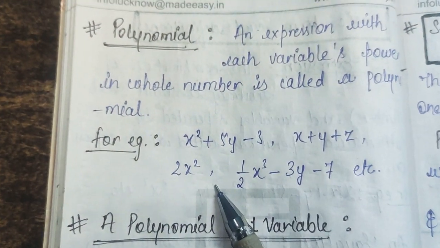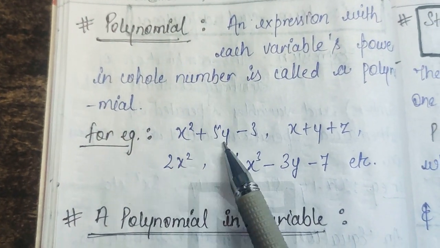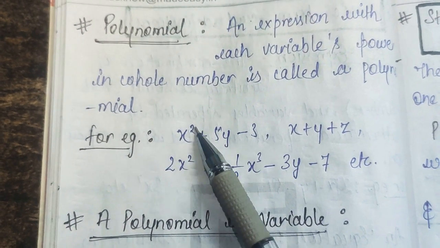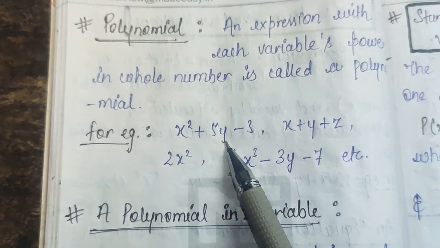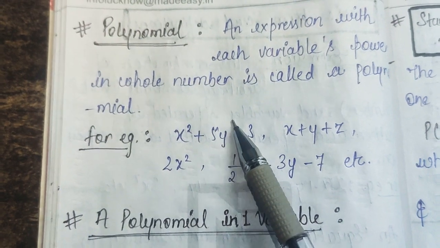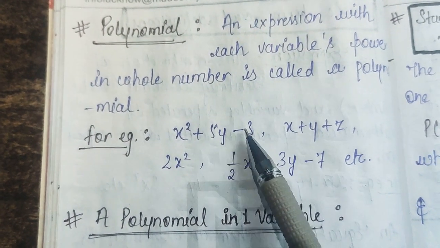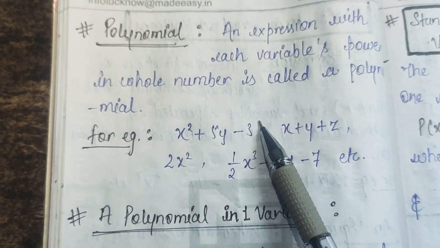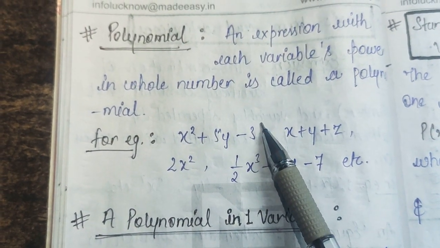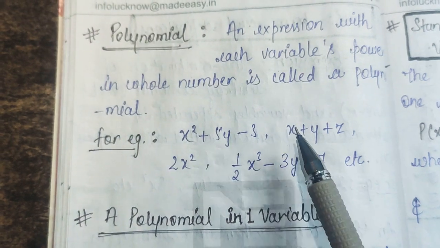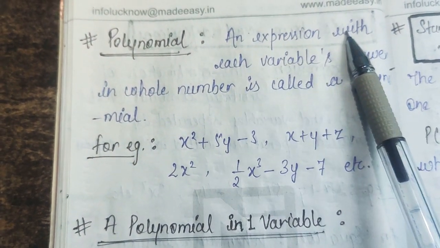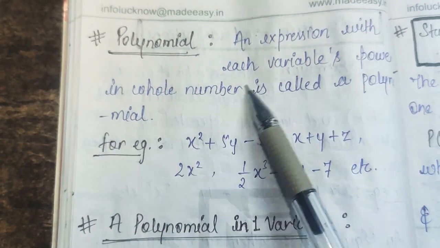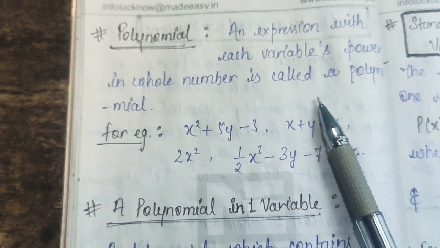Here we have some examples, like x square plus 5y minus 3. In the first term you can see the power of x is 2, and it is a whole number. Similarly in the second term y has the power 1, which is also a whole number, and the last term you can write as 3 into x to the power 0, and 0 is also a whole number. So whenever you have an expression in which each term has the variable's power in whole numbers, you say it is a polynomial.